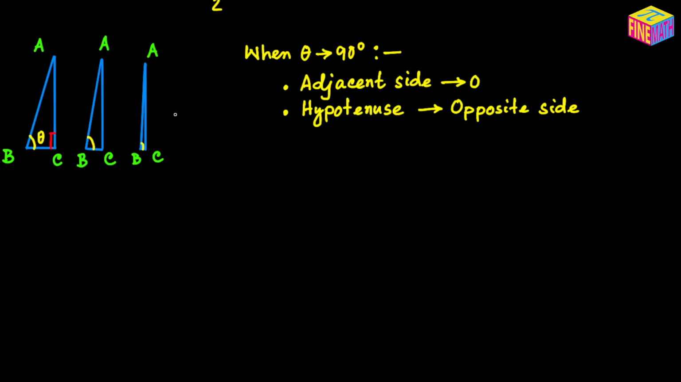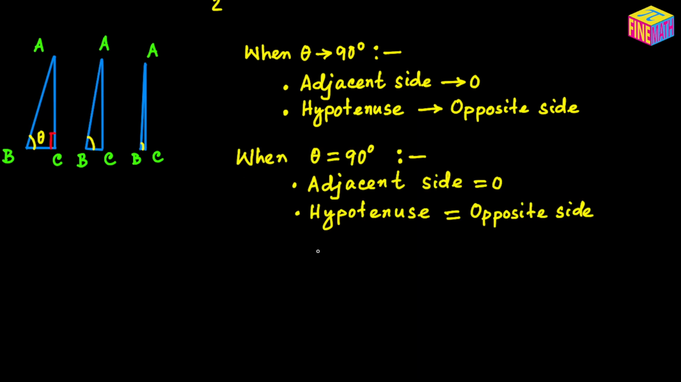And also, if you notice one other thing, the hypotenuse and the opposite side are becoming equal. They are approaching each other, meaning their lengths are going to become equal. So when eventually theta becomes 90 degrees, the hypotenuse and the opposite side become equal and the adjacent side becomes 0, right? So let me write that down. When theta is equal to 90 degrees, the adjacent side pretty much disappears, it becomes 0, and the hypotenuse and opposite side become equal in length, right?